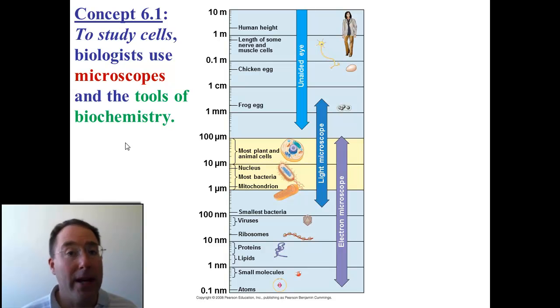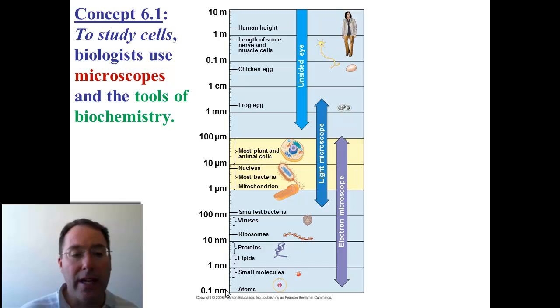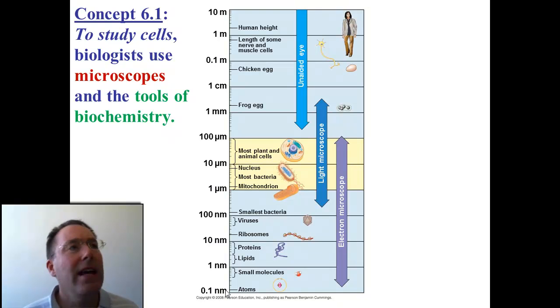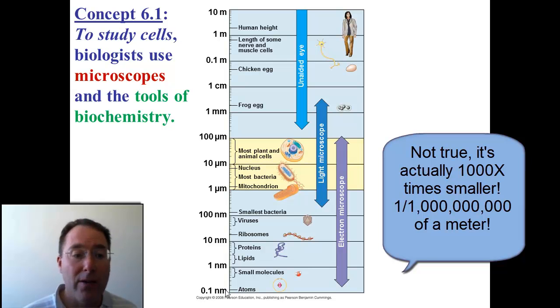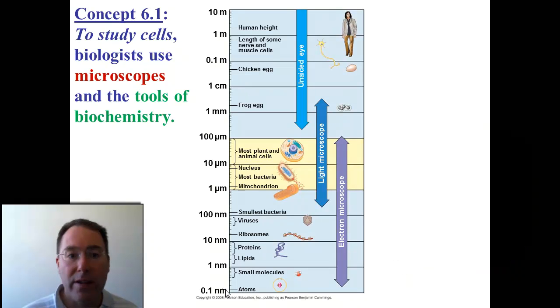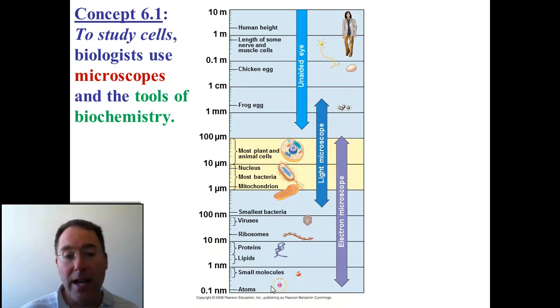6.1 is really about microscopes and what they can see. The key point that I want you to get here is that there's a huge variation of size within life. Atoms are super duper small. A nanometer is 10 to the minus 9th of a meter. It's a 1/100,000th of a meter, and this is a tenth of that. So this is 1/1,000,000th of a meter would be the size of the diameter of an atom.